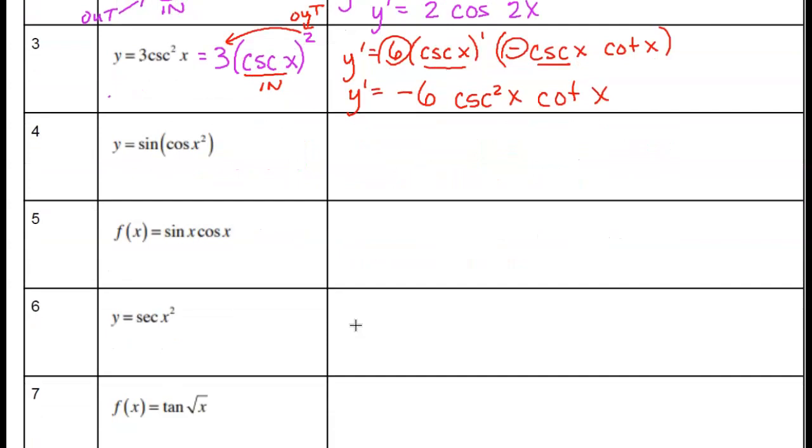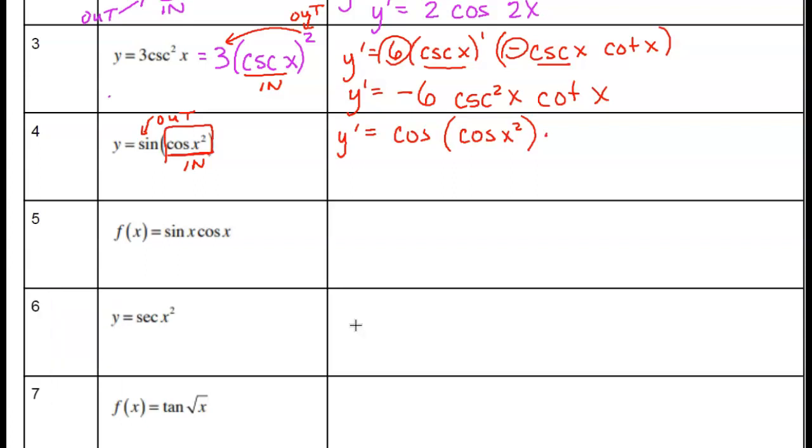All right. Now, number 4, I first want you to recognize that that is not multiplication because it's not sine of x times cosine of x squared. It's the sine of cosine x squared. So this is inside and this is outside. So we're going to start with the derivative of the outside. The derivative of sine is cosine. Its inside stays the same.